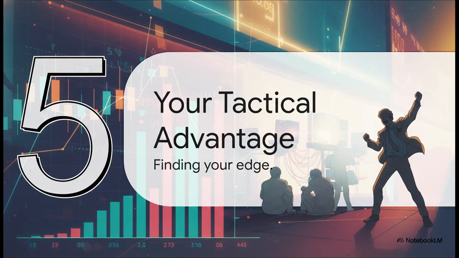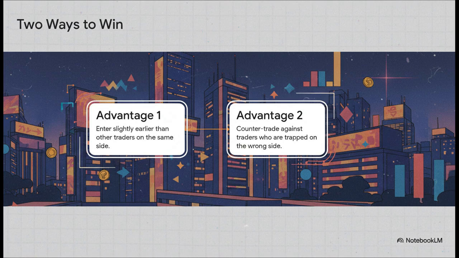Okay, let's bring it home with our final section, your new tactical advantage. We've defined the game, we understand our main tool, and we have a core strategy. Now let's put it all together and see how this gives you a real, tangible edge in the market. This new way of thinking gives you two primary paths to victory. First, you can win by entering early. You get in slightly ahead of the big crowd that you expect is about to pile in and push the price in your direction. Second, you can win by counter-trading.